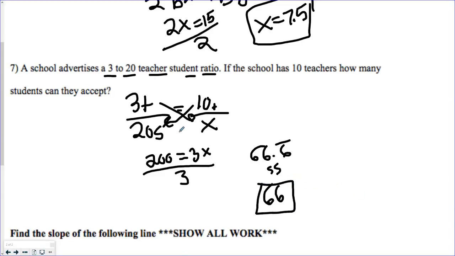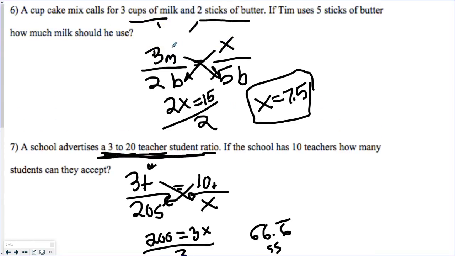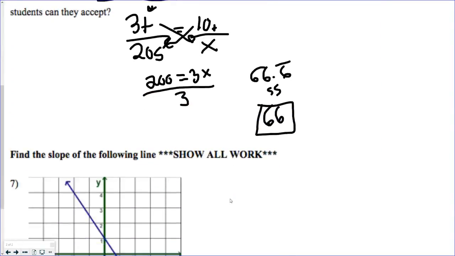So again, look for the ratio that's given to you, and then look for the one that's missing a piece, and then cross multiply once you have them set up. Just make sure your symbols are aligned. So teachers on top, students on bottom, teacher on top, student on bottom, milk on top, butter on bottom, milk on top, butter on bottom. So make sure that they're always set up consistently.